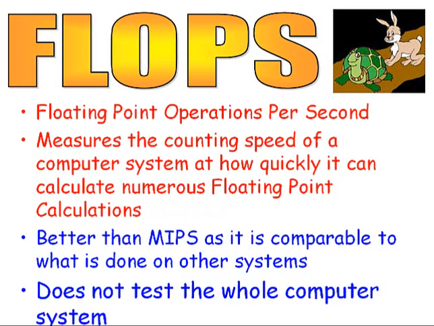A more fair method of comparison is FLOPS, which is floating point operations per second, and it basically measures how quickly a computer system can carry out floating point calculations, which is a fair method of comparison, more so than MIPS, because the method of carrying out the calculations is similar on the different computer systems. However, again, it's not fair because it's not measuring the performance of the whole computer system.